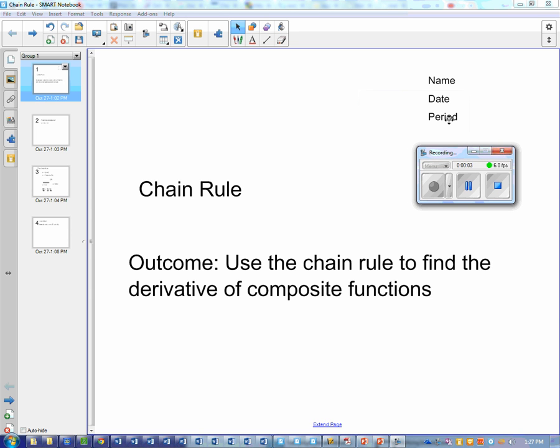Make sure you put your name, date, and period in the top right-hand corner. The title of this note is Chain Rule, and your outcome is to be able to use the chain rule to find the derivative of composite functions.